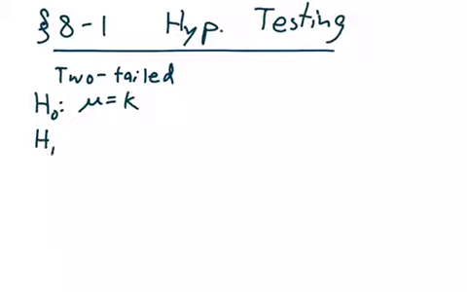So for a two-tailed test, we are always going to use a two-tailed test whenever we have an alternative hypothesis that is just a simple inequality, right? So our null hypothesis is always mu equals k. For a two-tailed test, we're going to say that it is what? Just not equals. That's it.